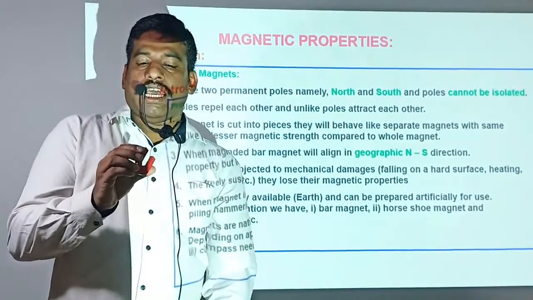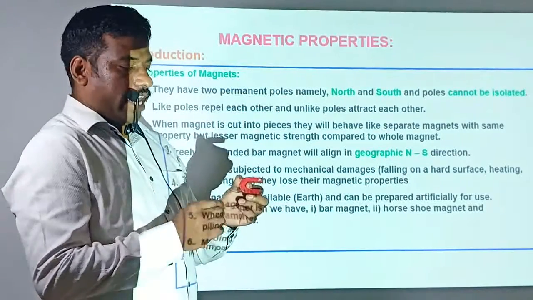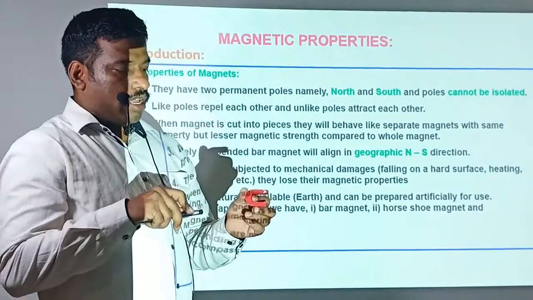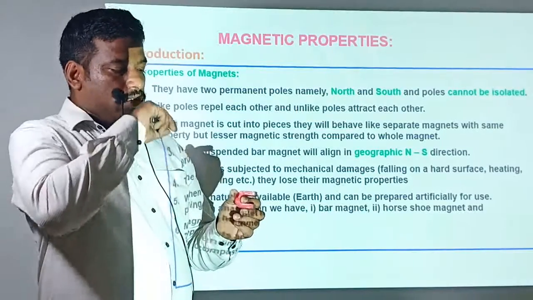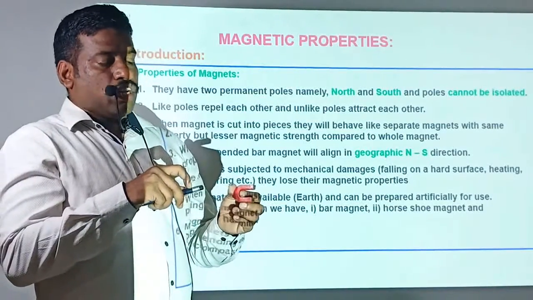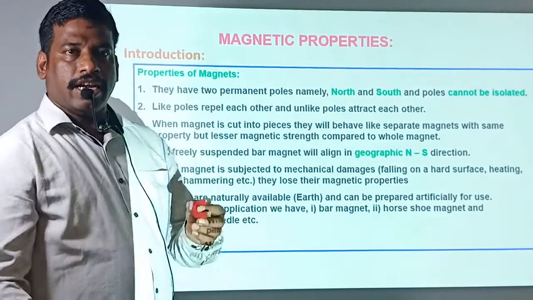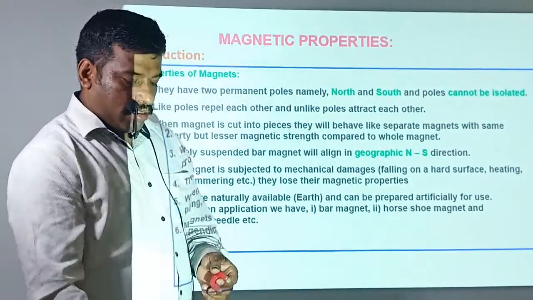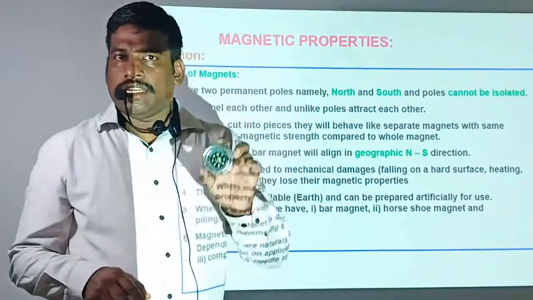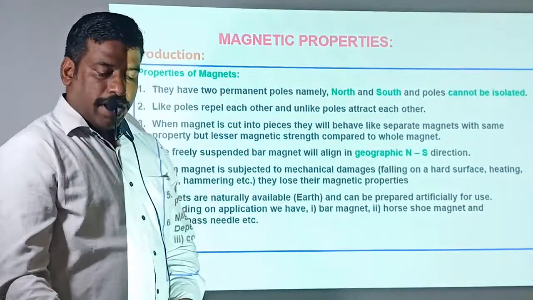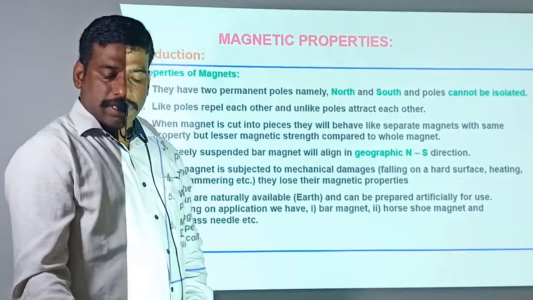This is a special type of magnet called a horseshoe magnet, in which the north as well as the south pole are in the same direction, unlike a bar magnet. This horseshoe magnet is used in Fleming's left-hand rule applications, electric motors and electric generators. We have a compass needle, which is used in finding direction. So we have three different magnets which are artificially prepared by man for our day-to-day purposes.